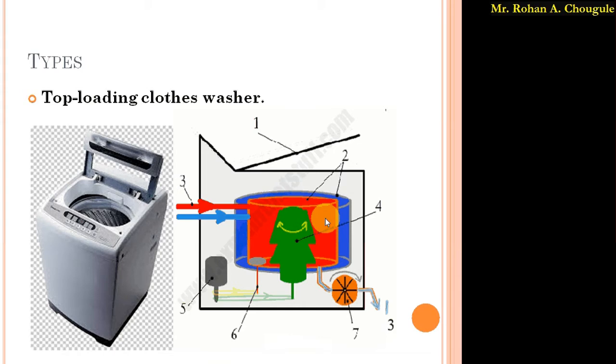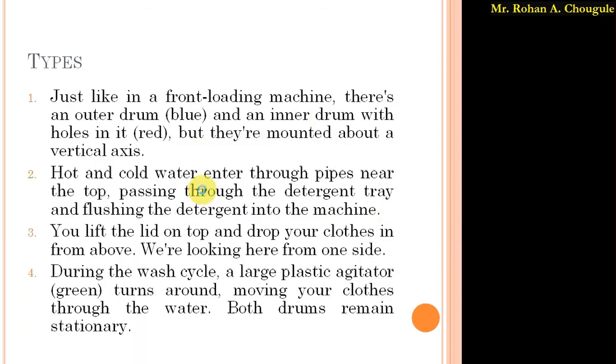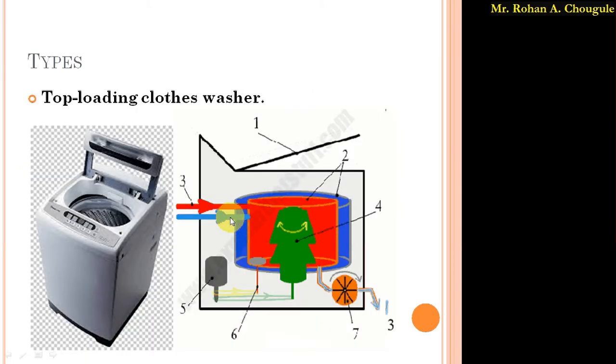As we know, this outer drum has to be watertight. Then this inner drum has small holes which allow water to get inside this inner drum. The hot and cold water enter through pipes near the top, passing through the detergent tray and flushing the detergent into the machine. In the top loader washing machine, the detergent tray is there, and like the front loading washing machine, the hot and cold water pipes come through this detergent tray.